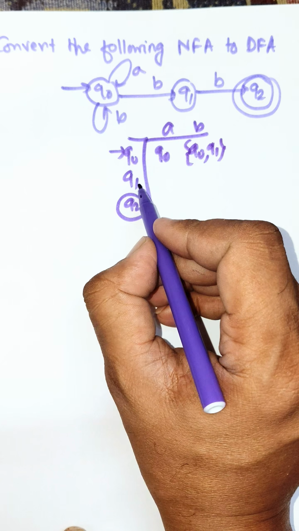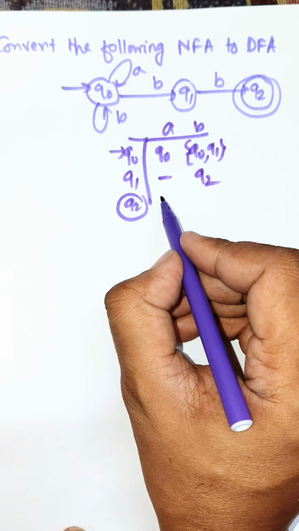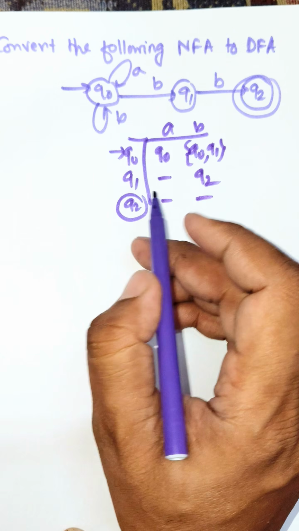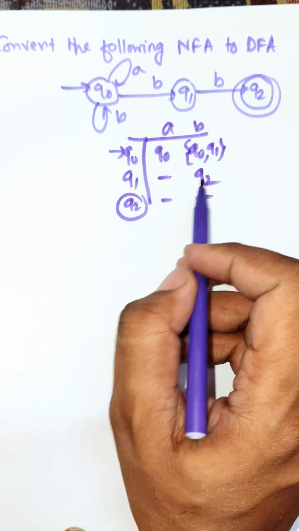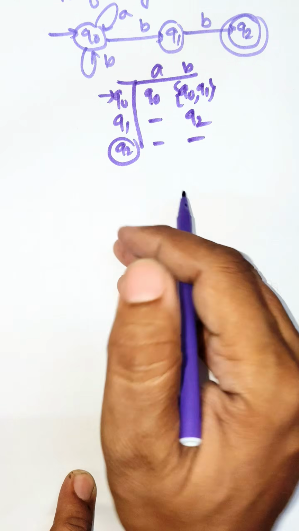And now Q1 to A is empty, Q1 to B is Q2. Now Q2 to A is empty, B is empty. This is the NFA because more than one output state is available. Now we need to create the DFA.